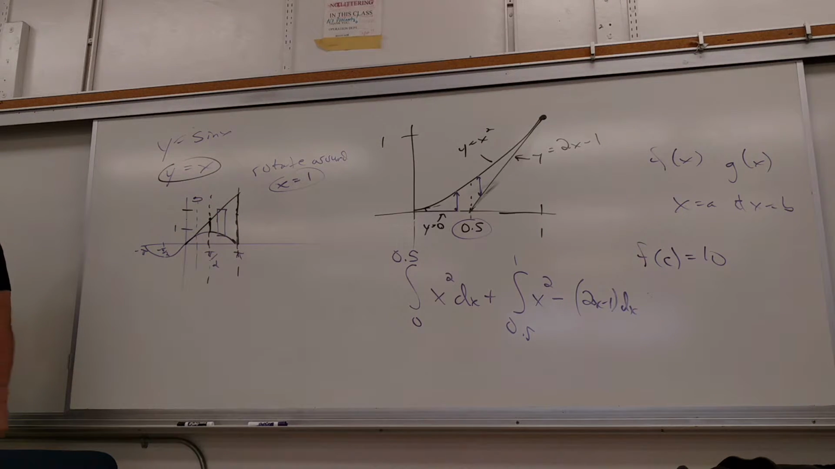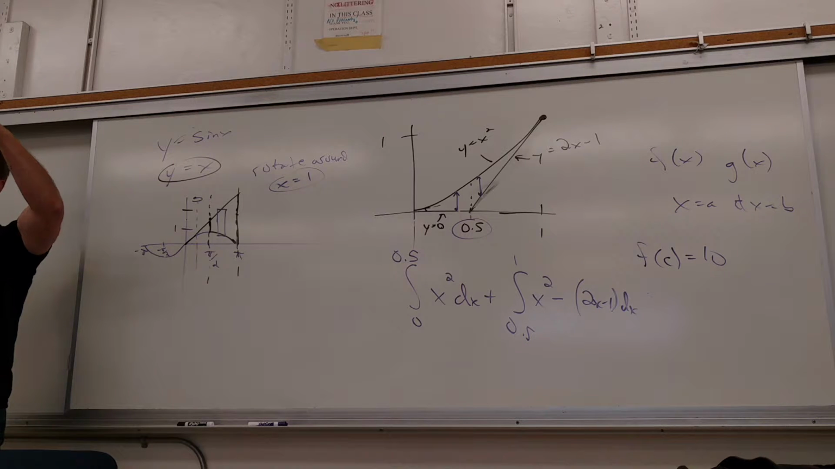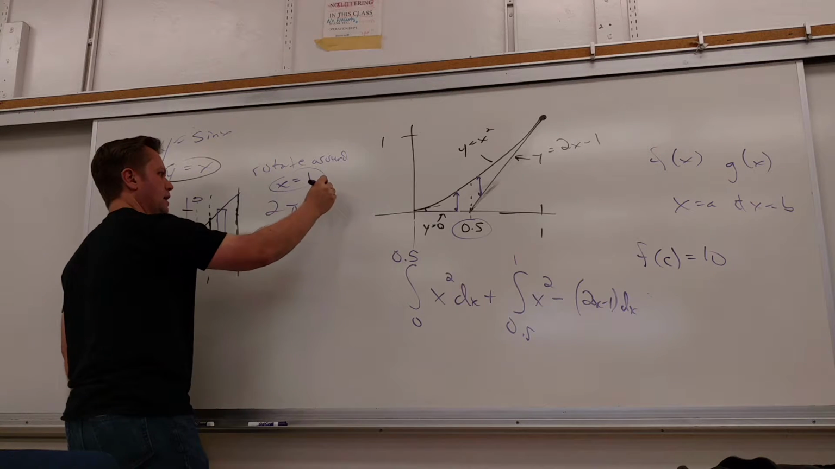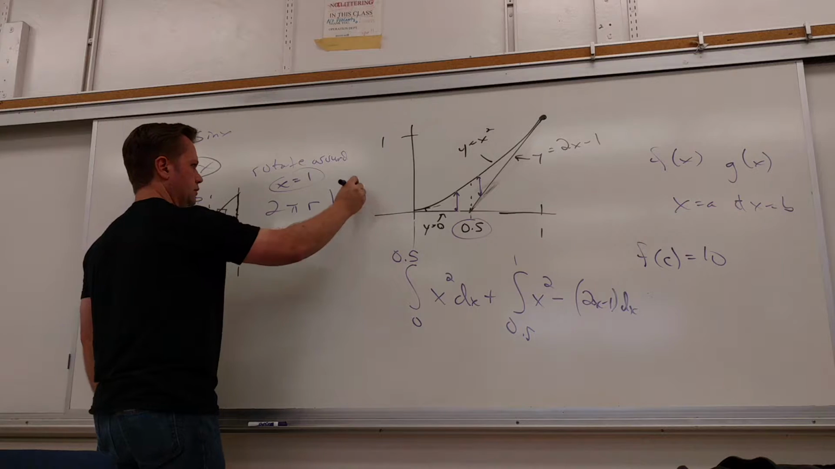Cool. And now right there, it's screaming at you what the height of it is. So what do I need? I need 2 pi, I need the radius, I need the height. And of course I've got my dx.